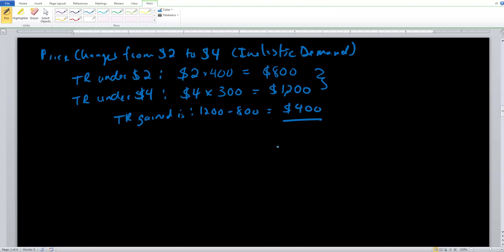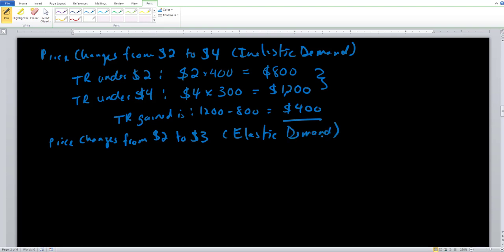So let's use those numbers to show why when we increase the price on an elastic good, it's going to lead to a decrease in total revenue. So here, example number 2, price changes from $2 to $3. And this is graph B where we have the elastic demand. And like we said, our intuition tells us that our total revenue should go down. So total revenue under $2, price times quantity. It's going to be price, $2, times quantity, 500 units. It gives us a cool $1,000 in terms of total revenue. So here, $1,000 in total revenue.